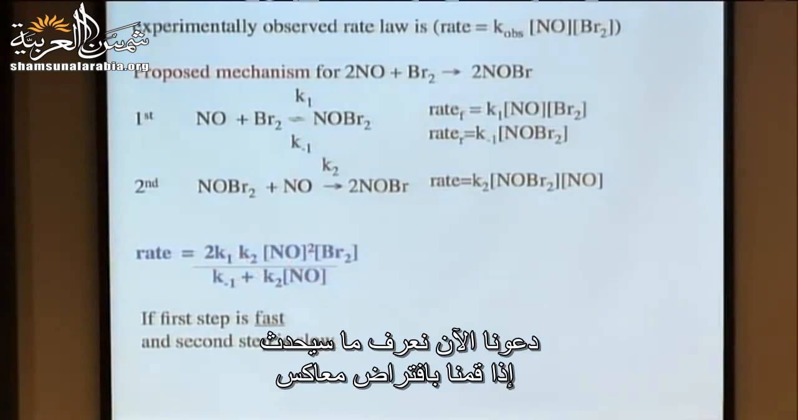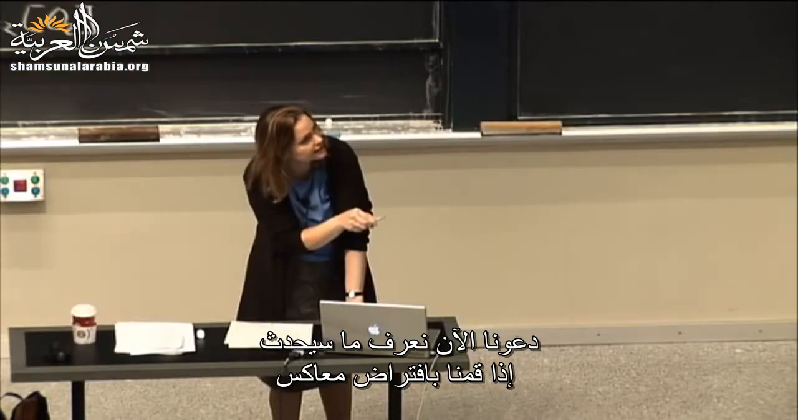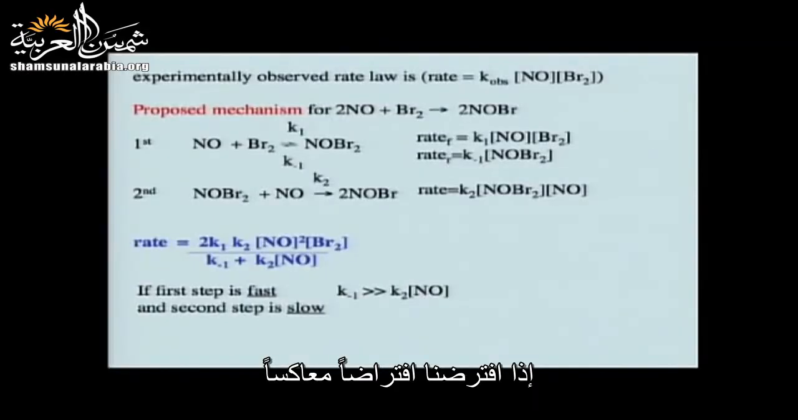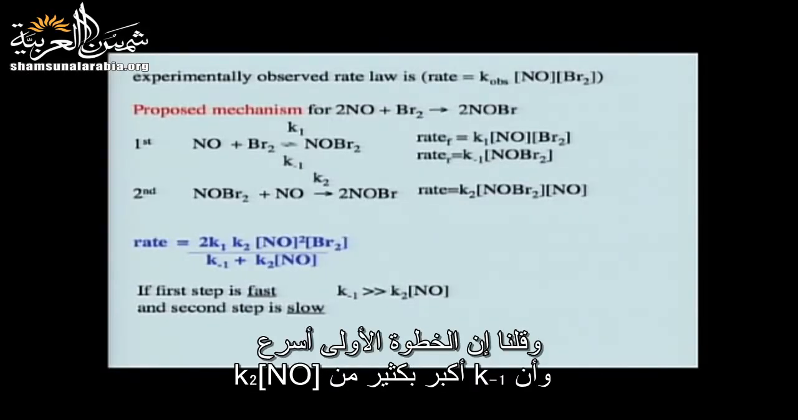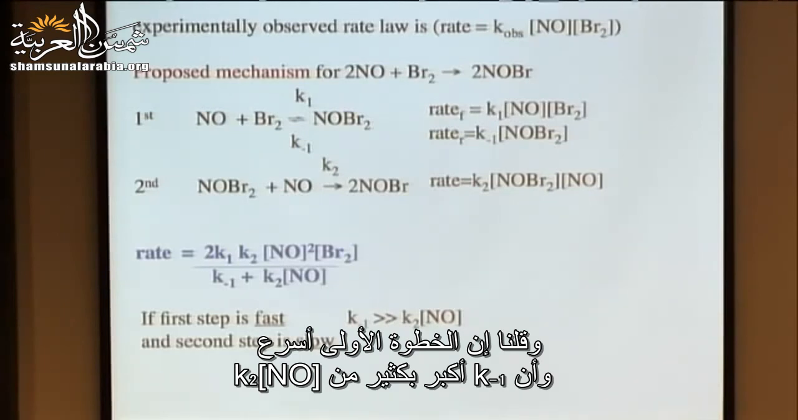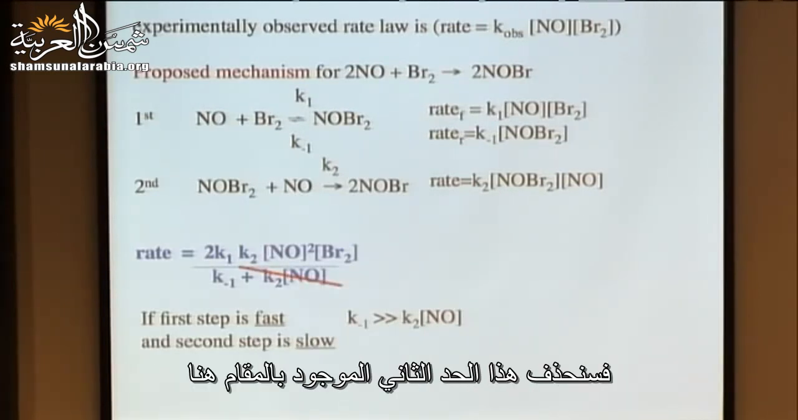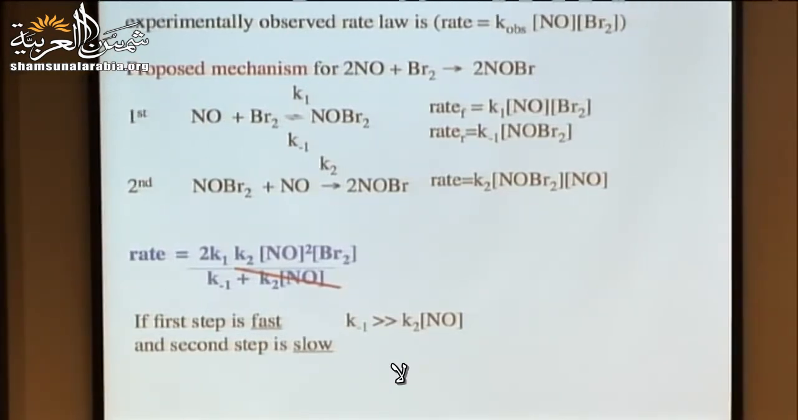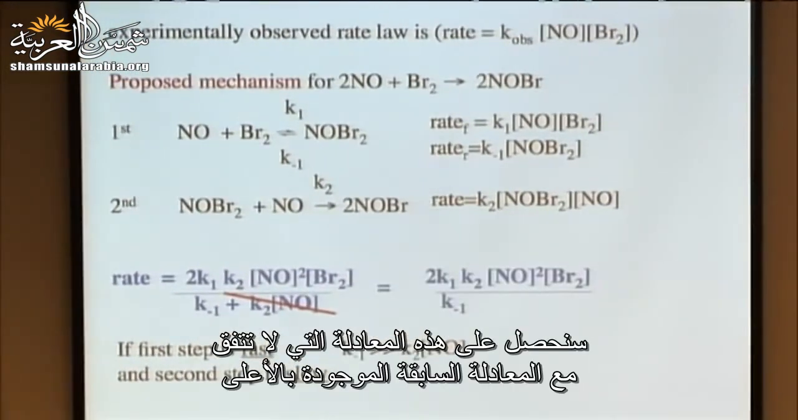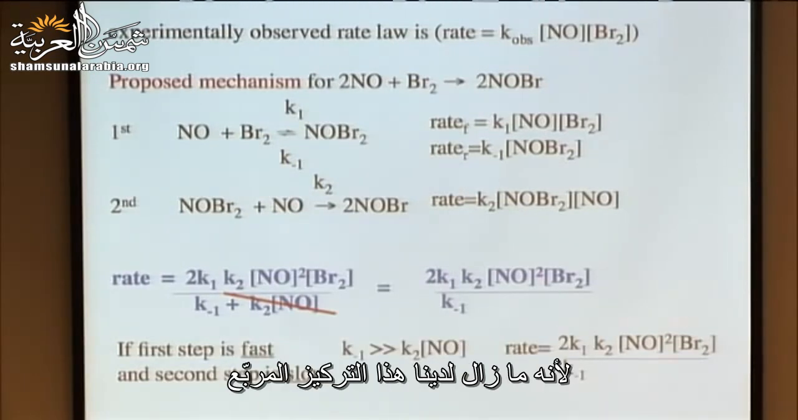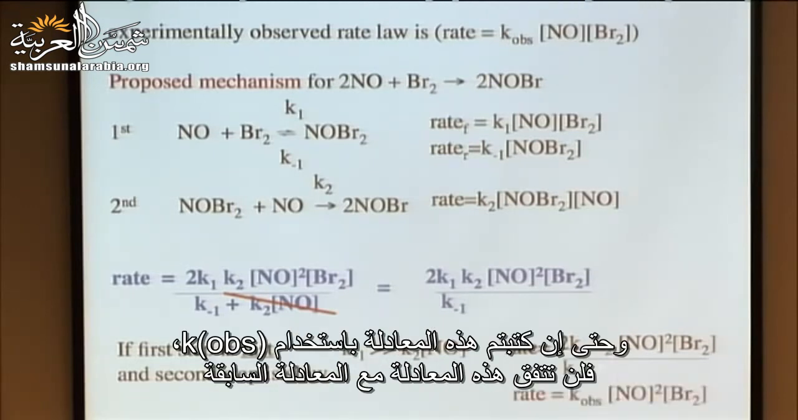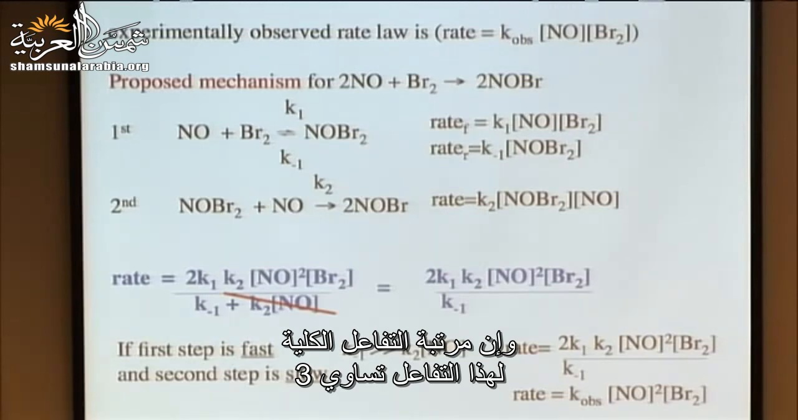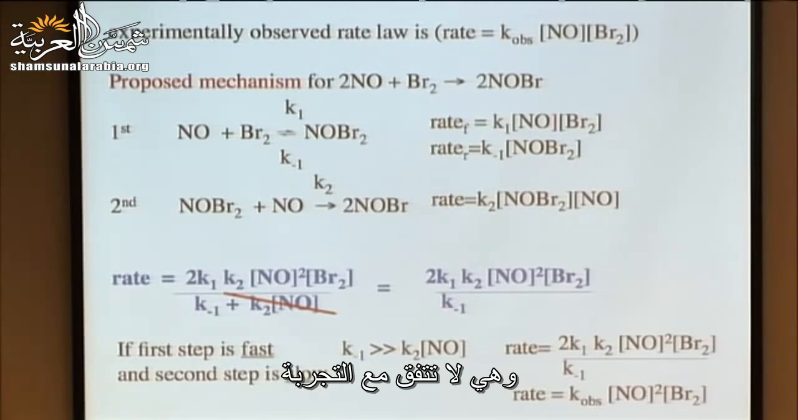2. And now let's look at what would have been true if we had done it the other way around. If we said that the first step is fast, so that's a lot bigger than this, we'd cancel out this second term here. Can anything else cancel? No. So we're left with this expression, and that is not consistent with this up here because we have this squared term. So even if you write it as k observed, that's not consistent. And so the overall order for this would have been 3, which is not consistent with the experiment.